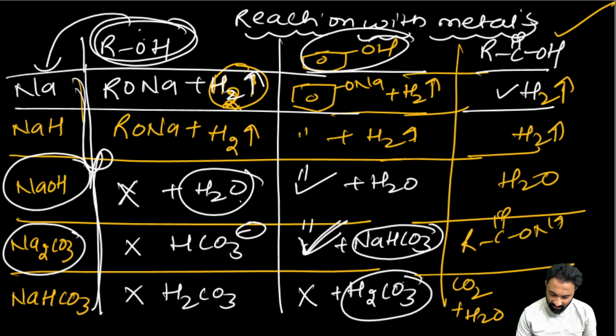This carboxylic acid will react with all, but for phenol and alcohols you have to cross check very clearly, with which one it will react and with which one it will not react. Is it clear? Or are you still having any confusion? This is clear, right?